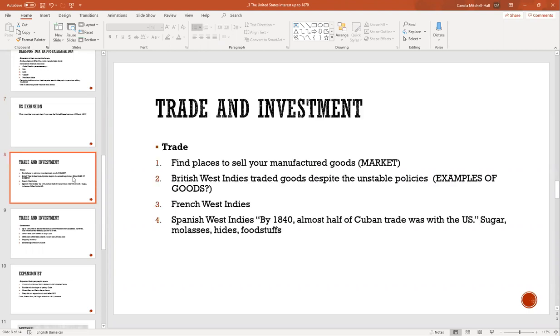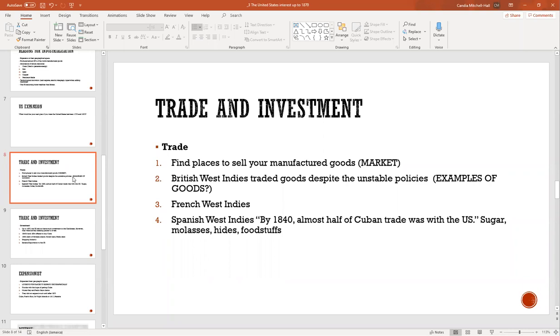And so, for example, all the points are correct. Trade. They need to find, the U.S. at this time, they were trying to find places to sell their goods, their manufactured goods. They wanted a market for their goods. Because they are producing so much, they can't use everything that they are producing. They need to sell some of those goods.